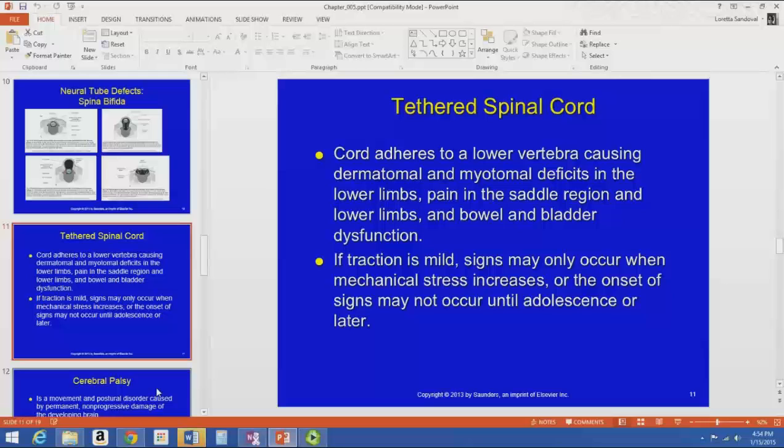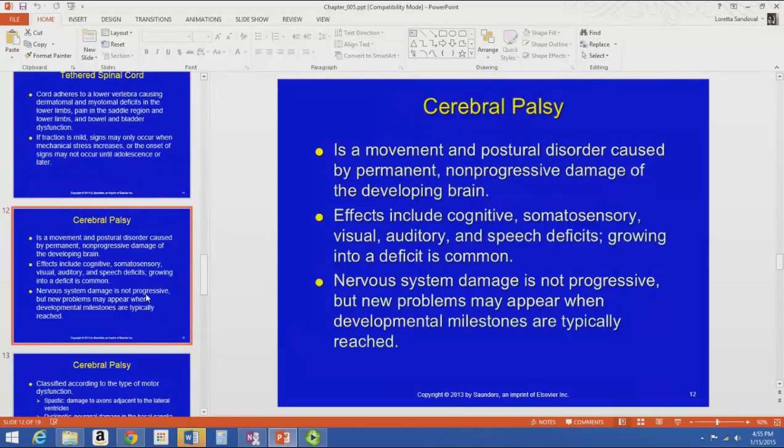So sometimes, depending on where it's tethered, where it's adhered, people might only have mild signs, or sometimes when mechanical stress increases, like if they're doing some type of movement that is increasing the traction on the tethered spinal cord. So that's also corrected surgically. And I've never worked with someone with tethered spinal cord, even though I've worked with a few people with cauda equina syndrome, which we'll talk about in the spinal chapter. But it's an interesting thing. You might have it and not know it until you get older.